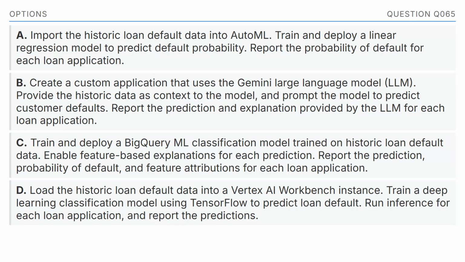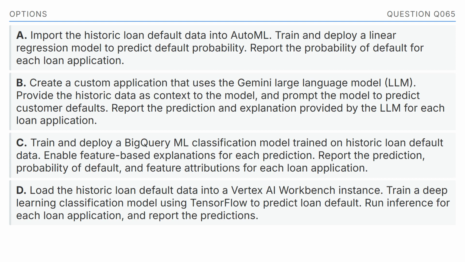The options are: Option A, import the historic loan default data into AutoML. Train and deploy a linear regression model to predict default probability. Report the probability of default for each loan application. Option B, create a custom application that uses the Gemini Large Language Model, LLM. Provide the historic data as context to the model, and prompt the model to predict customer defaults. Report the prediction and explanation provided by the LLM for each loan application.